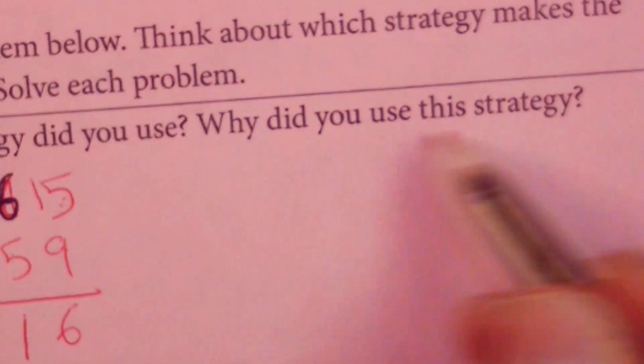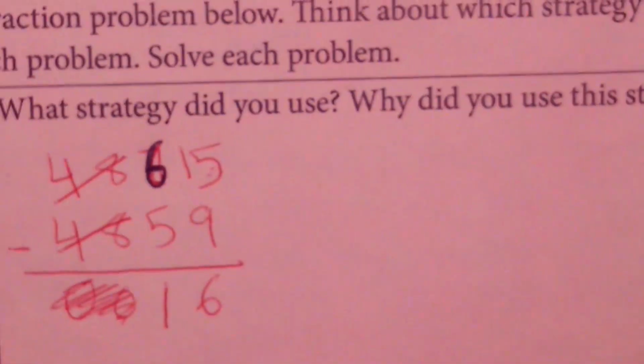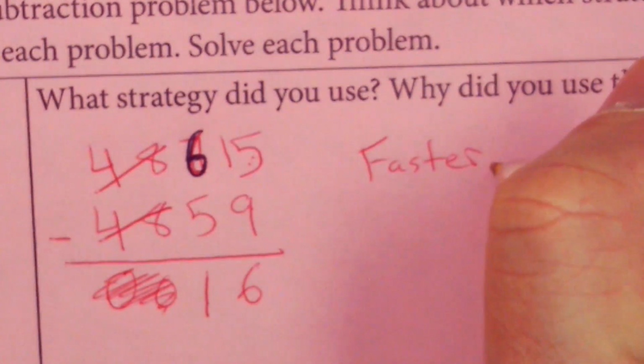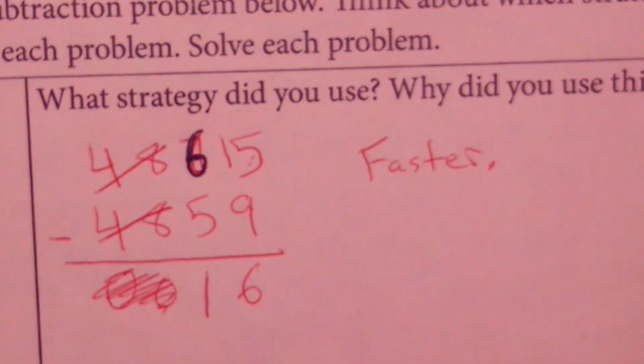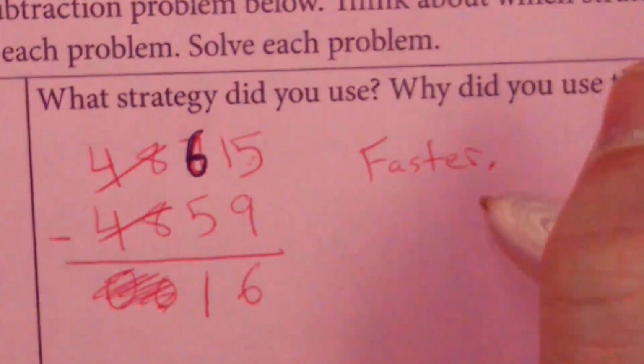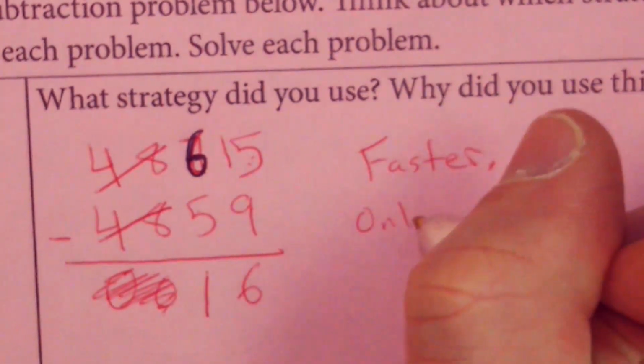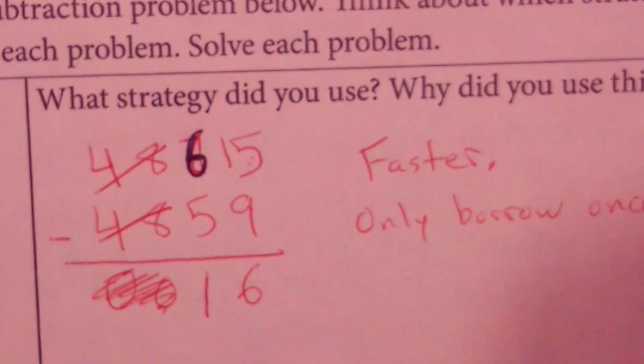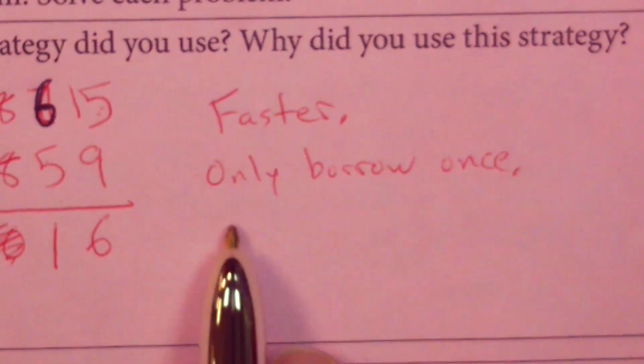It says, why did you use this strategy? For me, it was maybe faster, I think, than maybe doing a number line. Although maybe the number line would be faster for you. Only borrow once. Okay, so that's what I'm going to say. Those are my reasons why.